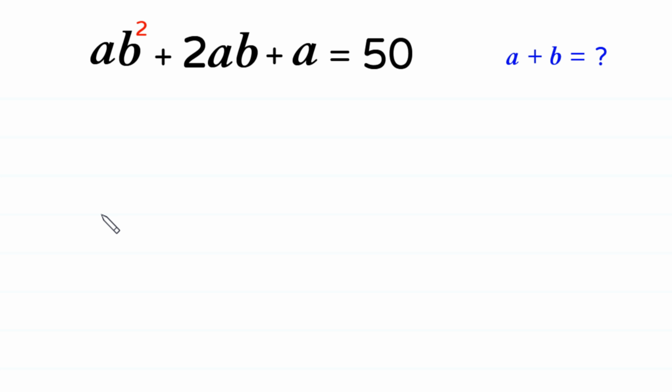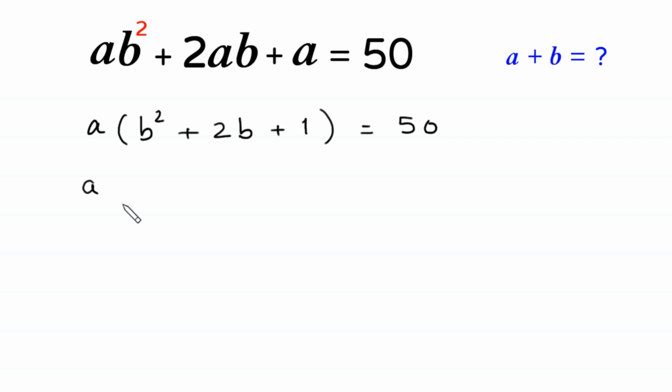Hello, welcome to how to solve this equation for a plus b. ab square plus 2ab plus a is equal to 50. From the left side we can factor out a times in bracket b square plus 2b plus 1 is equal to 50.